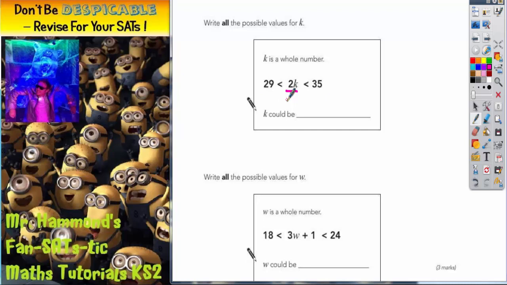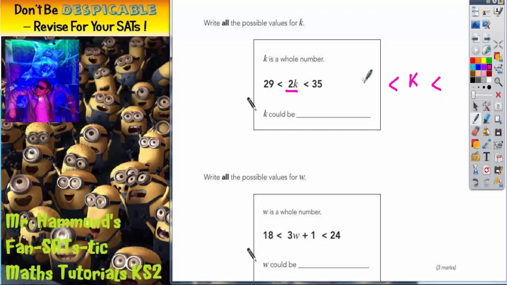So what we're going to have to do to find out what k is between is we're going to have to half both of these numbers. We're going to have to undo this times 2. And to undo the times 2, we half it. So we're going to half both numbers. So we set it up in the same way as before.